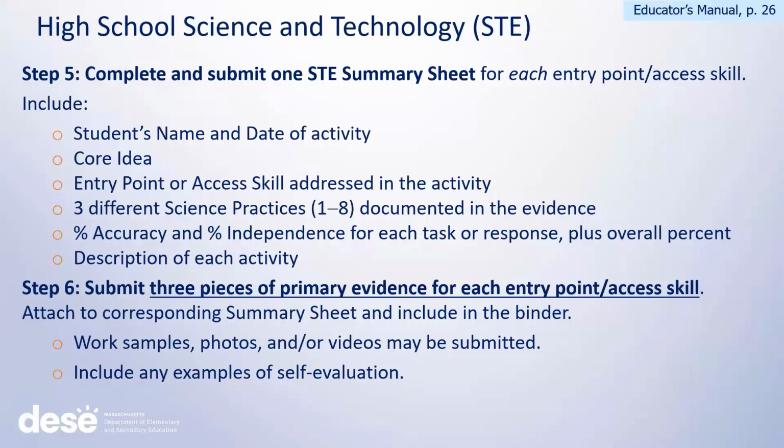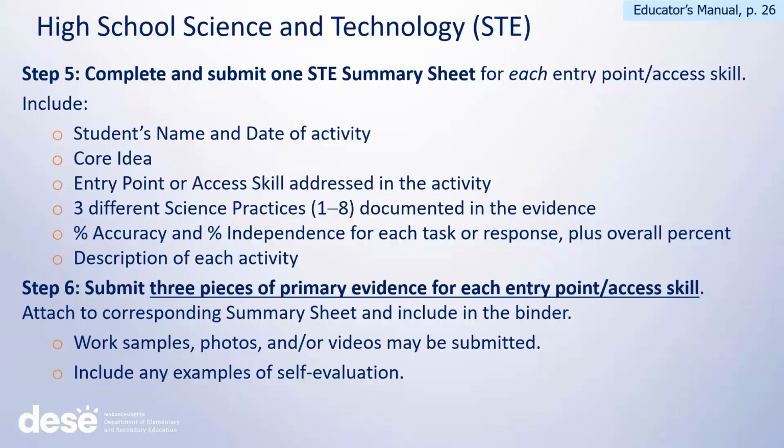We just looked at what each summary sheet requires. Then you're going to have those 3 pieces of evidence, either for entry points or access skills. They're going to go with those corresponding summary sheets. And your work can be work samples. Everything that we talked about on Tuesday, we talked about the primary evidence. That's the same kind of thing. You want work samples that show the end product. You can use photos. You can use a 3-minute video. Okay, so the same evidence that we've been talking about, you can use here.